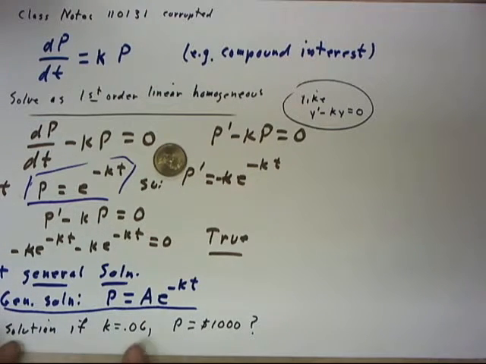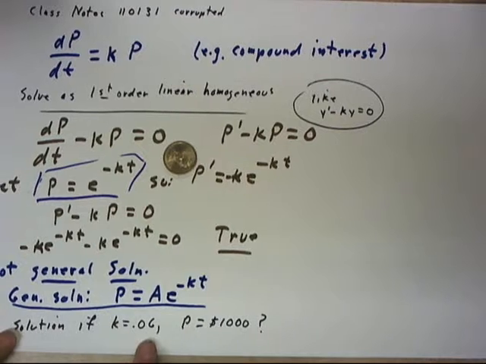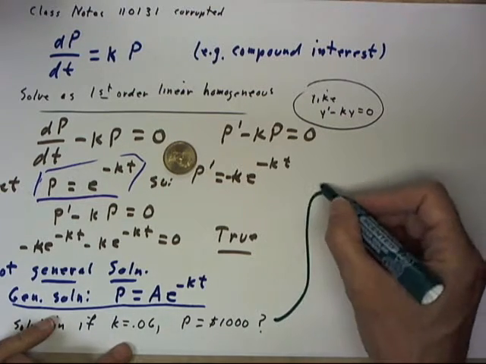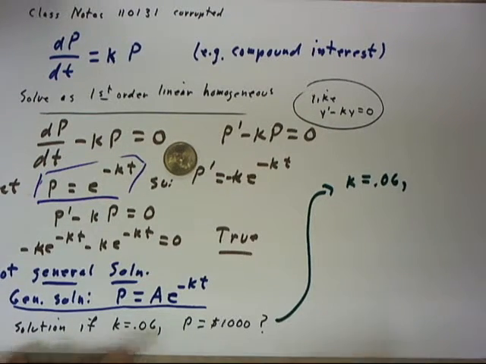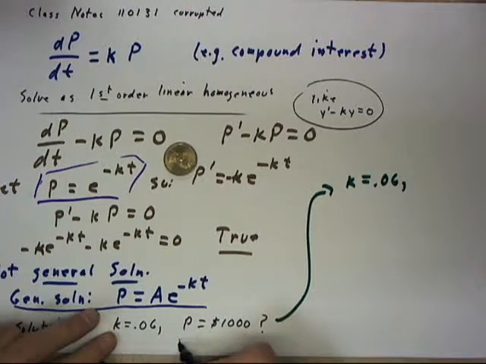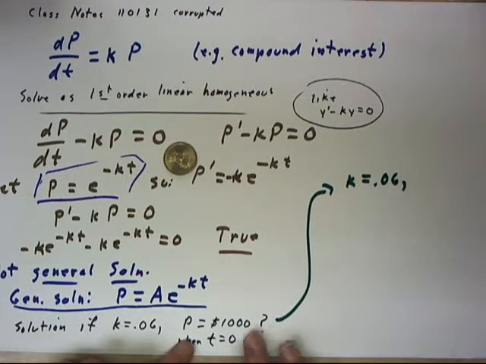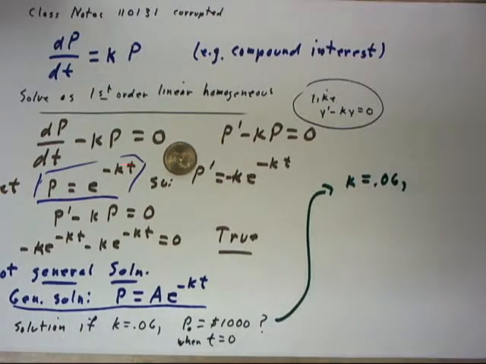And now we try to apply this solution to the case where k is 0.06 and P is $1,000. This amounts to an investment of $1,000 at 6% interest, with that interest compounded continually. What's our solution? Well, if k equals 0.06 and, I kind of misstated there, P equals $1,000 when t equals 0. So our initial P, we'll call that P naught, equals $1,000.